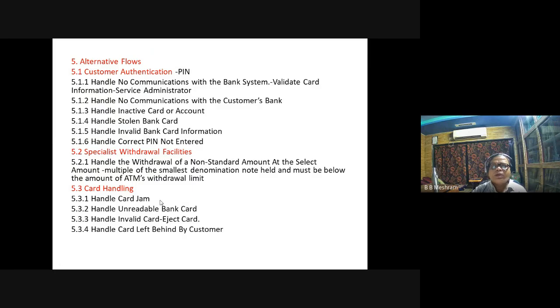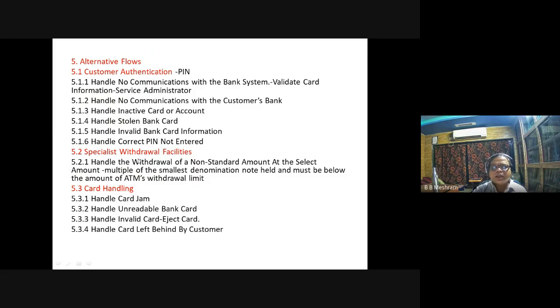First flow is customer authentication by PIN. Then handle no communication with the bank system. So validate the card information by the service administrator. Handle no communication with the customer's bank. Handle inactive card or account. Handle stolen bank card. Handle invalid bank card information. Handle correct PIN not entered.